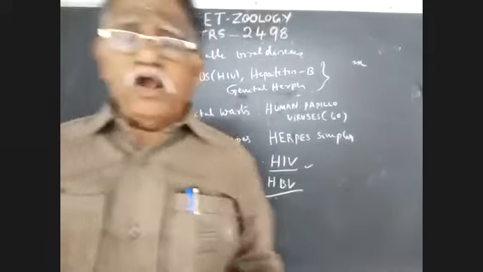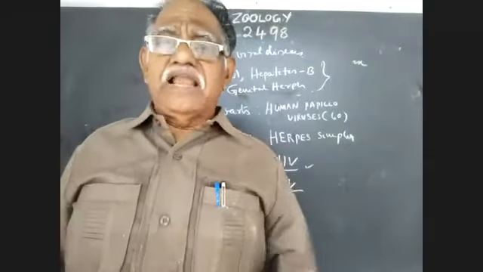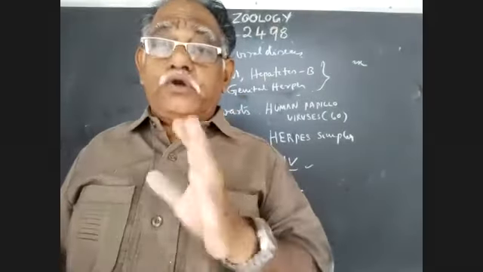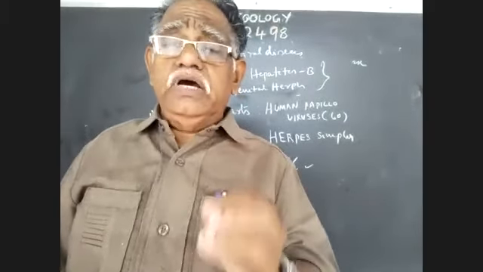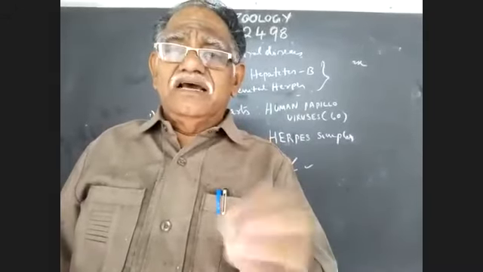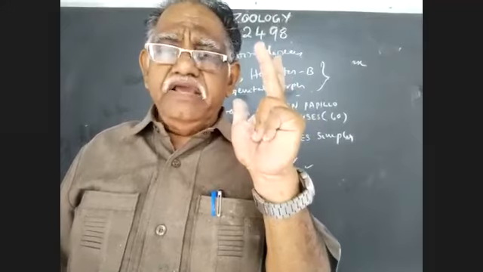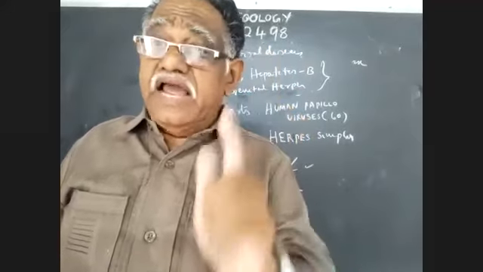Which of the following group of viral diseases are incurable and cannot be treated? They are not cured, not cured viral diseases. One, hepatitis B. Number two, HIV. And number three, genital herpes.